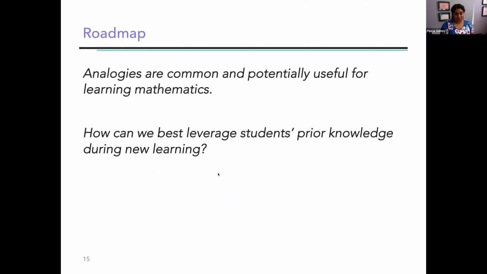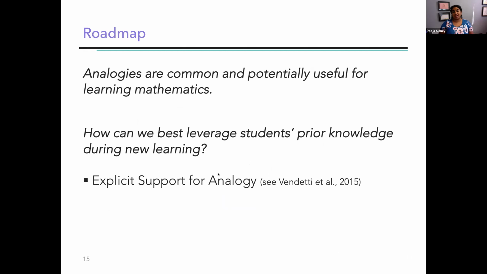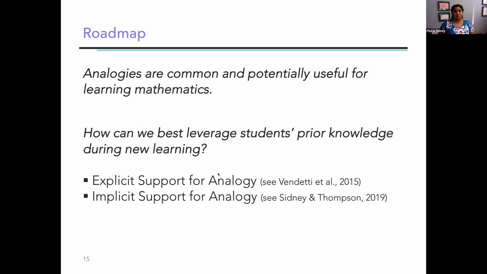So next, I'd like to introduce two contrasting ways of supporting children's analogy making in mathematics. One way is to provide explicit support for the analogy, which is probably most people's intuition for what we should do. So I'll talk about what that is and the research that supports it first. And then I'm going to introduce you to the idea of implicit support for analogy, which is an idea that I've been exploring in my own research on analogy for a number of years now.